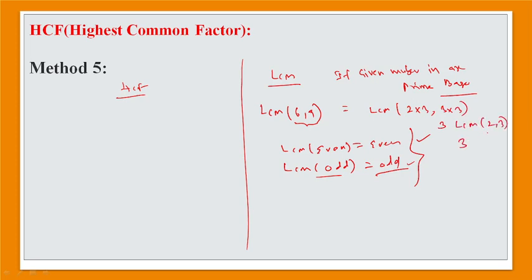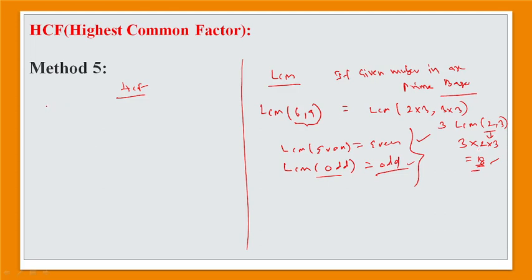So LCM of 2 comma 3 will be equal to what? Simply the product. Why? Because 2 comma 3 are co-prime numbers. So 2 into 3, that will be equal to 6. 6 into 3 is 18. So the LCM for 6 comma 9 will be equal to 18. And we discussed that in the previous examples also.